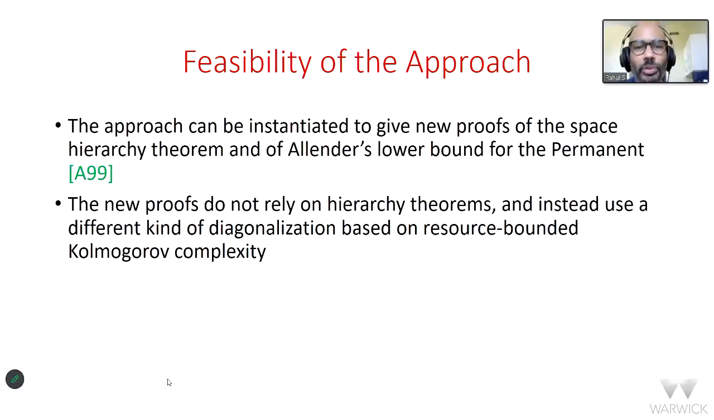And we can also use our approach to give new proofs of various known uniform lower bounds, such as the space hierarchy theorem and Valiant's lower bound for the permanent. These are different proofs that, as in the proof template, don't rely on hierarchy theorems, but instead use a different kind of diagonalization based on resource-bounded Kolmogorov complexity.